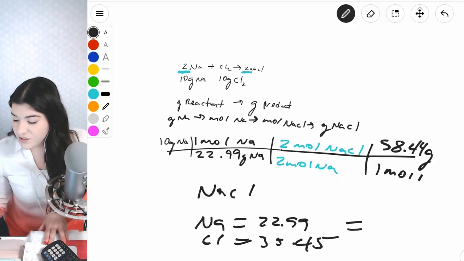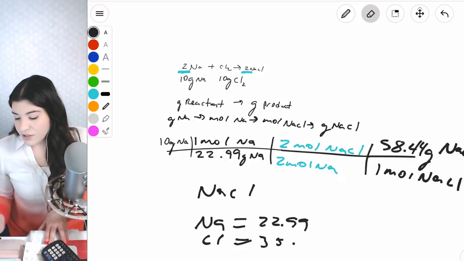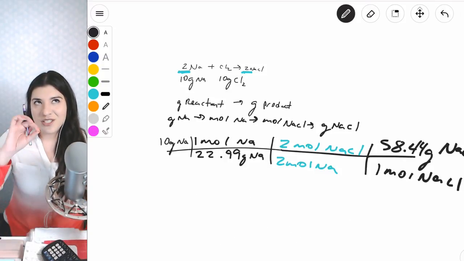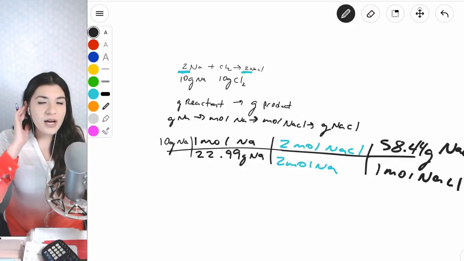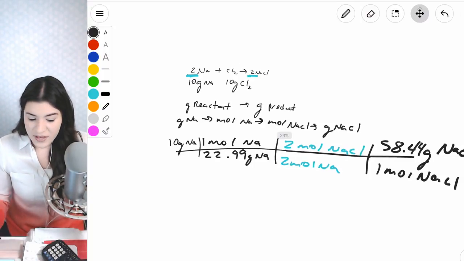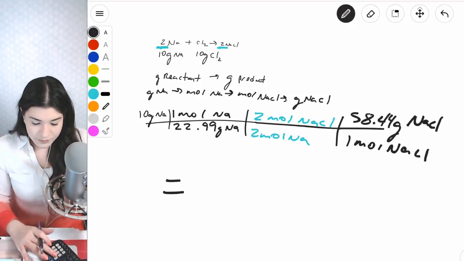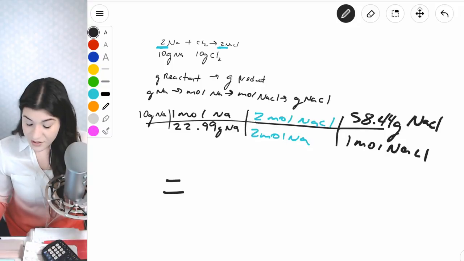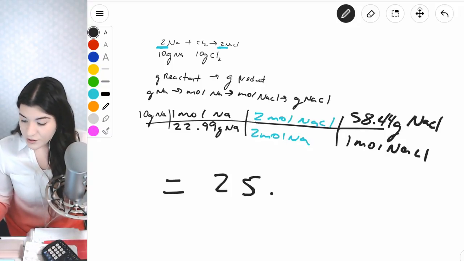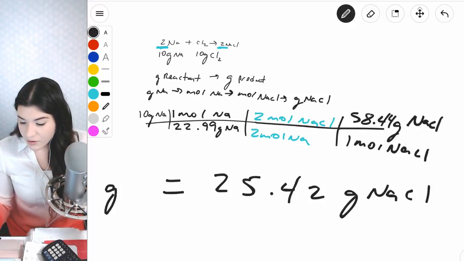What we're checking for essentially is whichever reactant is going to produce the least amount of product. That's why we have to check how much product each reactant would make. Then at the end, I'll tell you what the theoretical yield is. So let me multiply this out: times 10, dividing everything together, this is 25.42 grams of NaCl. That's what our reactant sodium produced.